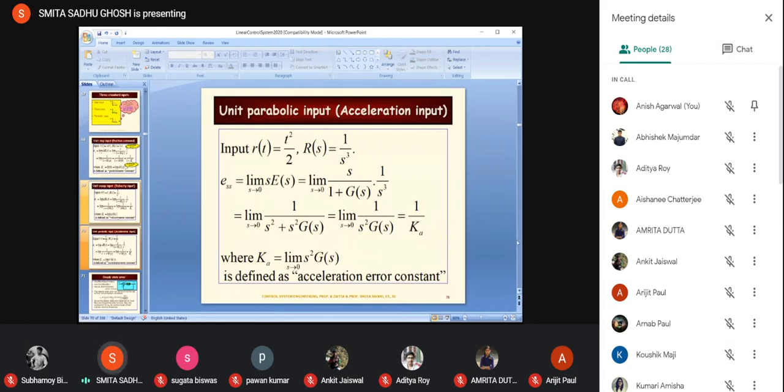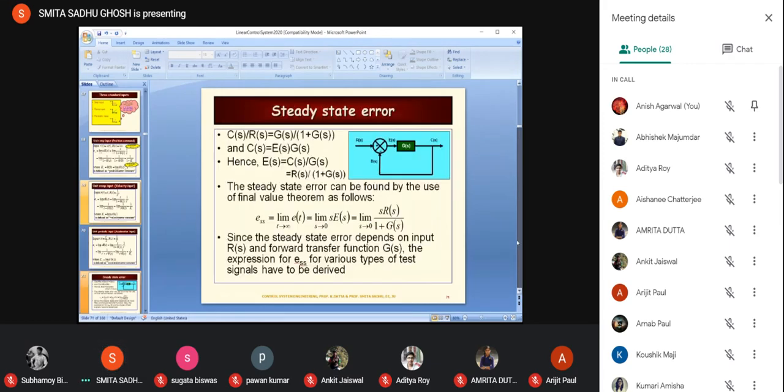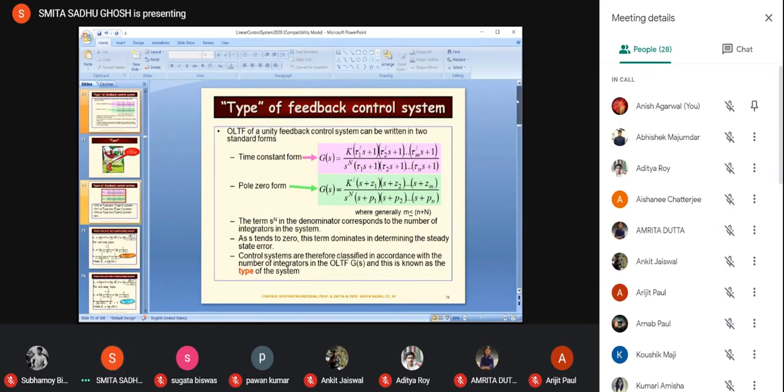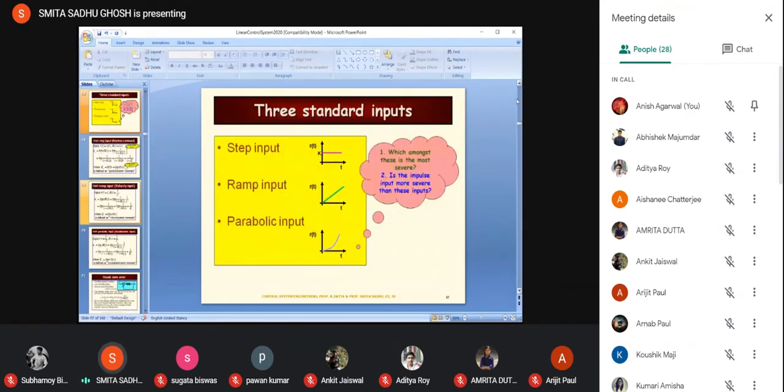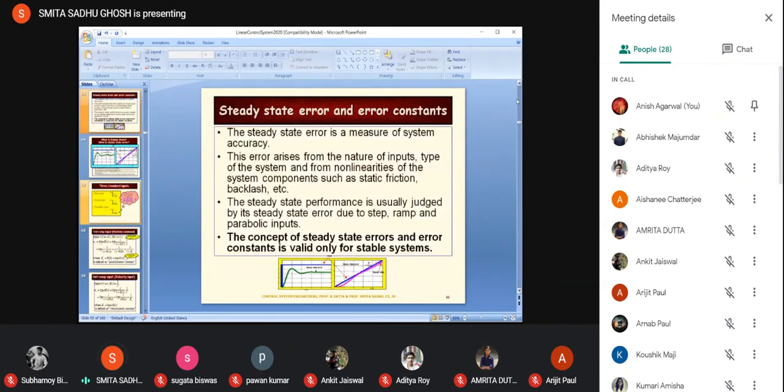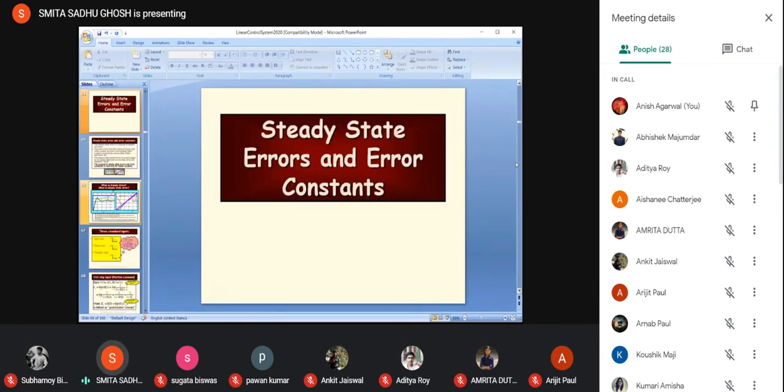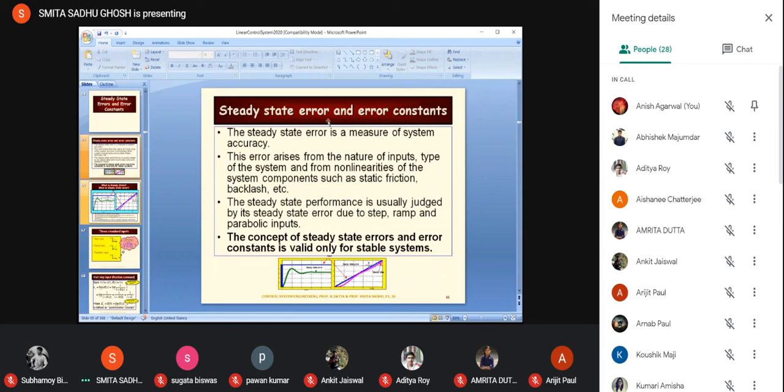Now I will go back to the first slide that I actually skipped, first meaning the first slide after this. So now coming back to steady state error and error constants, why at all do we need to find out the steady state error and the error constants?